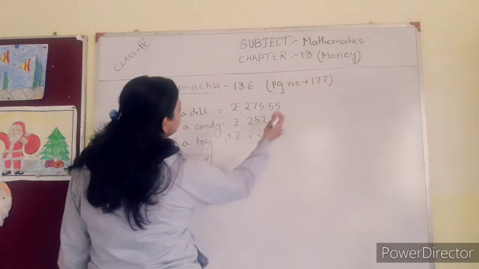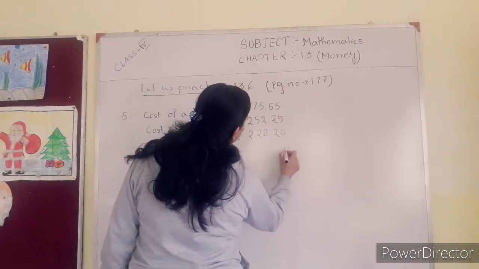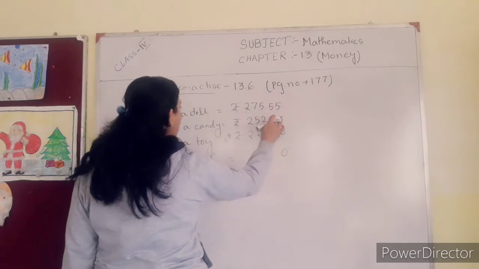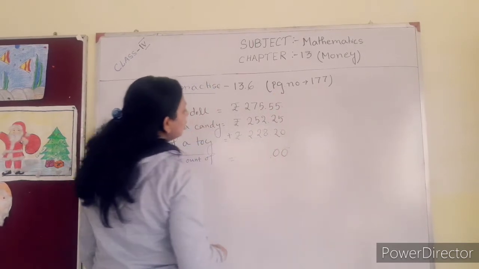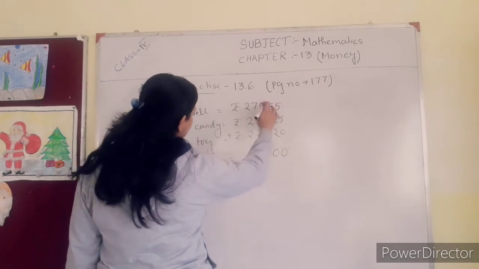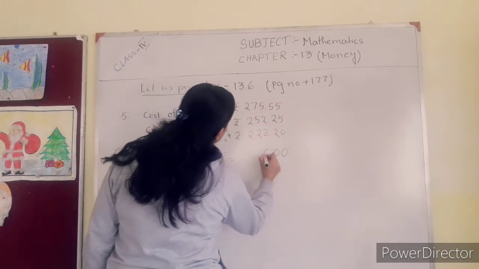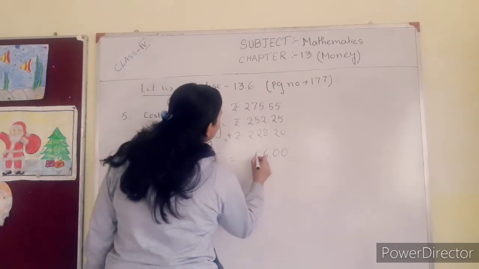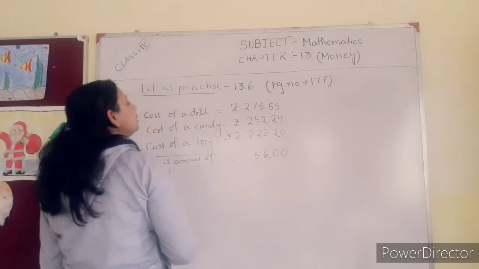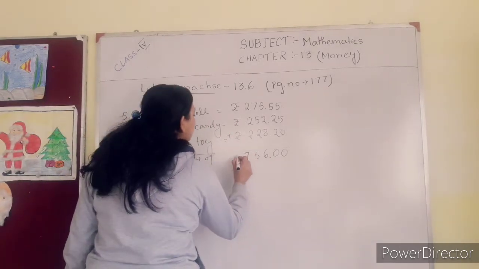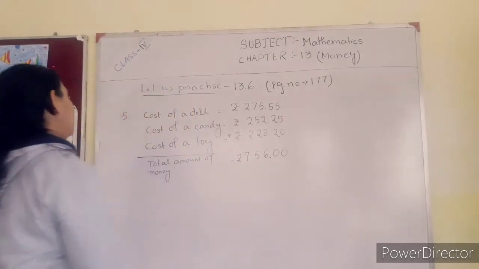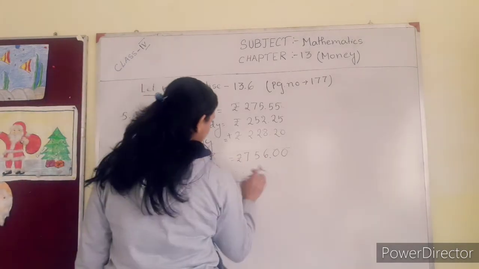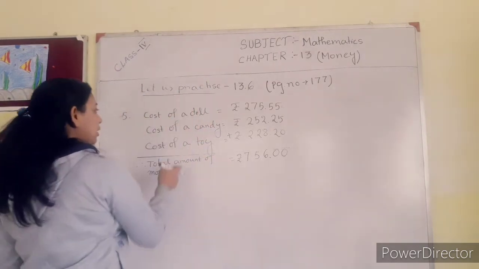5 plus 5 is 10. 1 is in your hand. 5 plus 2, 5 plus 1 is 6, 6 plus 2 is 8, 8 plus 2 is 10. Again 1 is in your hand. 5 plus 1 is 6, 6 plus 2 is 8, 8 plus 8 is 16. 7 plus 1 is 8, 8 plus 5 is 13, 13 plus 2 is 15. Again 1 is in your hand. 2 plus 1 is 3, 3 plus 2 is 5, 5 plus 2 is 7. So the answer is, I spent rupees 756 for all the items.